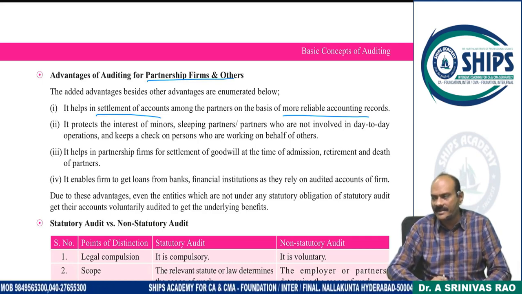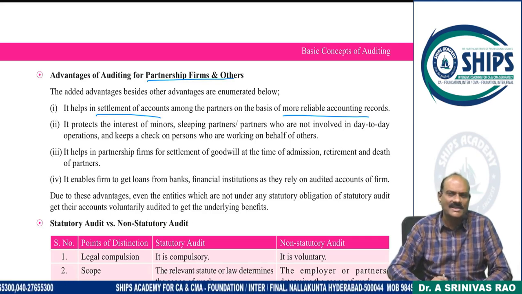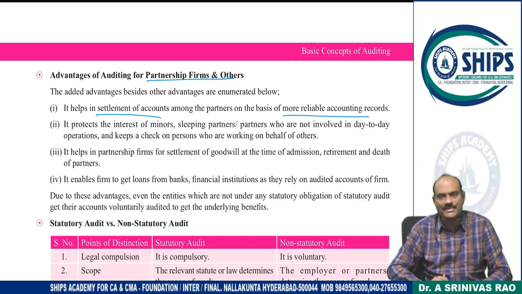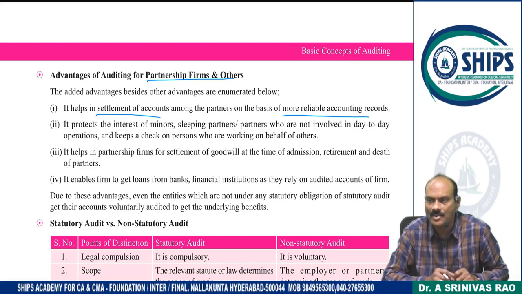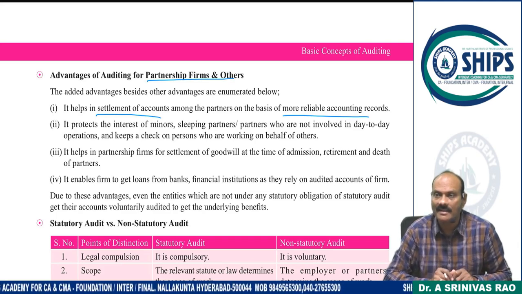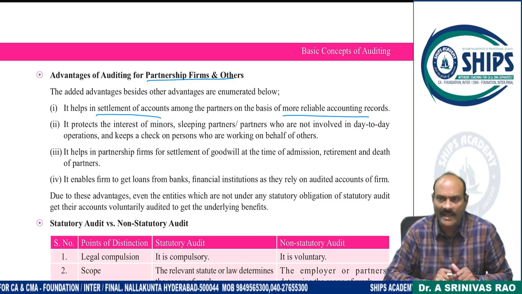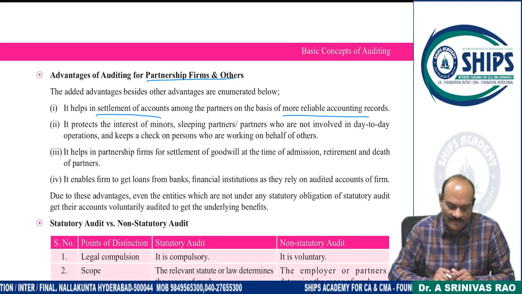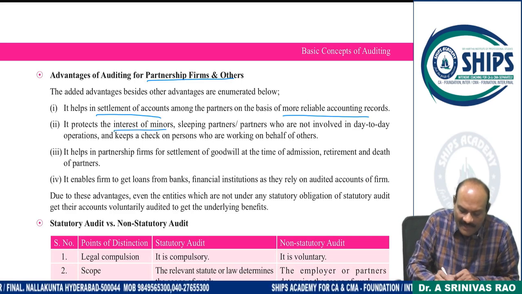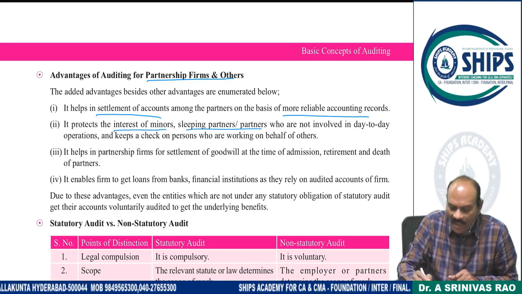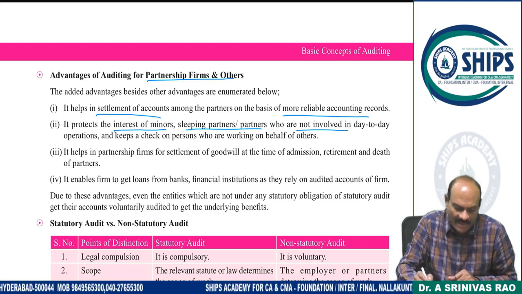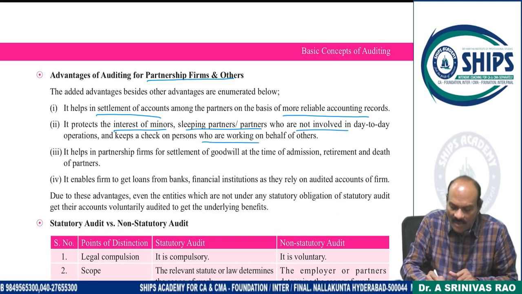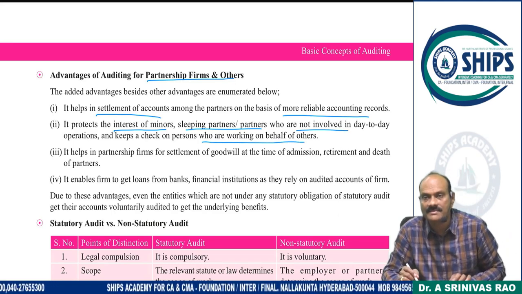If we declare the profit without audit, everybody looks at the active partners suspiciously. If the audit is done and the profit is announced and there is integrity of the active partner, people will believe that data, then trustworthiness will be there on the active partner also. And it protects the interest of the minor partners and sleeping partners who are not involved in the day-to-day operations, and keeps a check on the persons who are working on behalf of others.